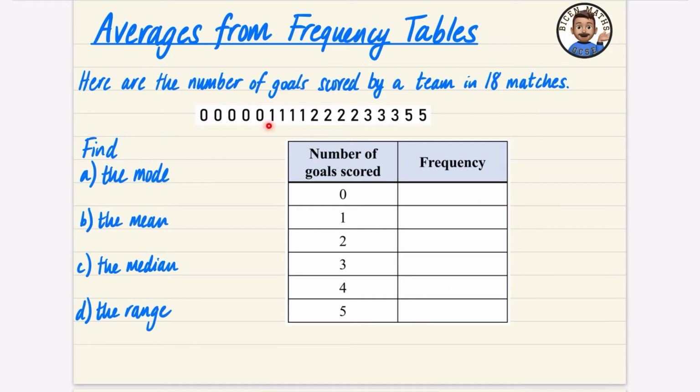So the mode from this one, clearly we can see that the mode, the most common number of goals that were scored, was 0 goals. So that was our mode here, and that's because that's the most common and there's 5 of them.